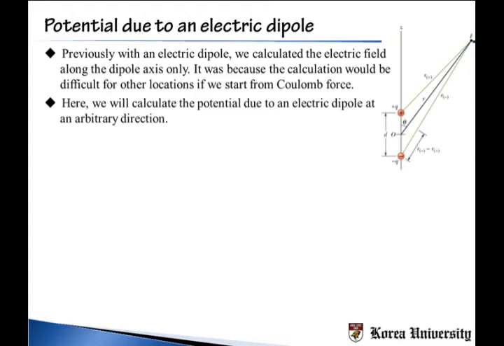And for our calculation, let's take the origin of our position to be the middle of the electric dipole. Then here you can see that the positive charge will be above the origin at the distance d/2, right? And then the negative charge will be below the origin at minus d/2. Okay. And then how do we calculate the electric potential?